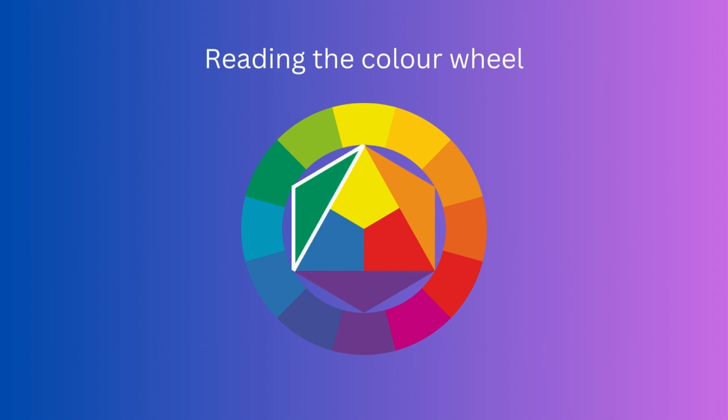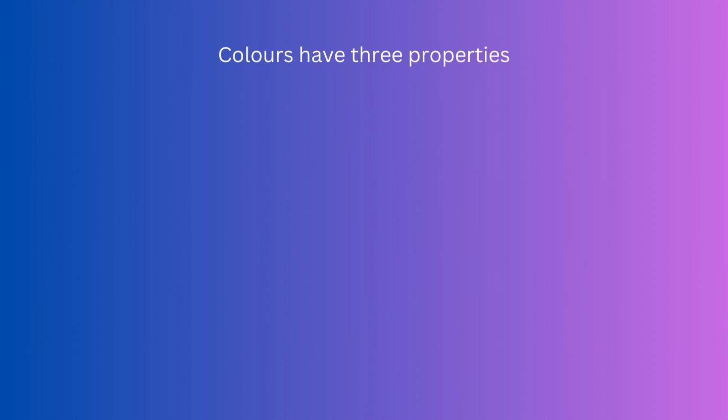Let's take a look at green. We already know that green is a secondary color, therefore it's made up of primary colors: yellow and blue. You can read this by looking at the colors green is touching. Lastly, we have tertiary colors. Let's take teal. Tertiary colors are made up of the colors beside it, which in this case is green and blue.